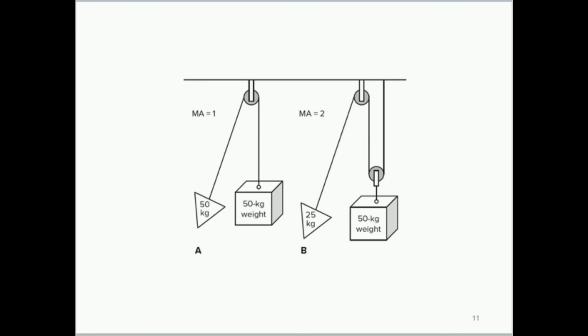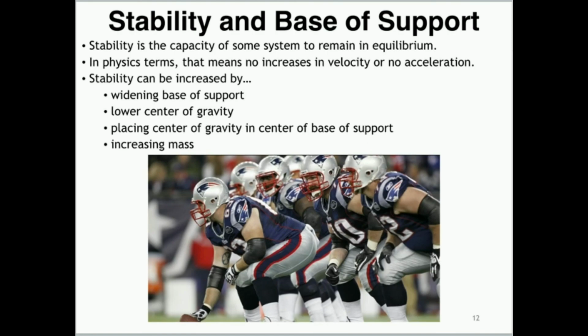And this is just one slide showing the difference between mechanical advantages. So here's a mechanical advantage of 1. I have to provide something with a mass of 50 kilograms to hold something that's 50 kilograms. That's a mechanical advantage equal to 1. However, if I only have to provide a mass of 25 kilograms to hold something that's 50, I'm not having to put as much in to get as much out. So I have a mechanical advantage greater than 1. In this case, it's 2. So hopefully that makes a little bit of sense.